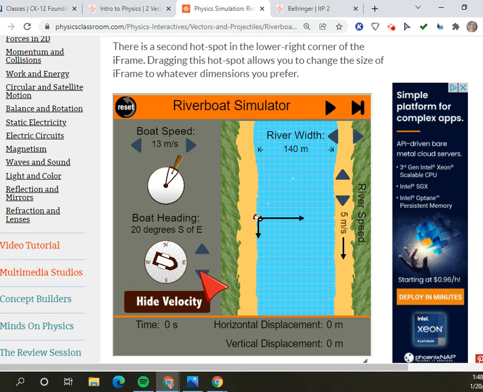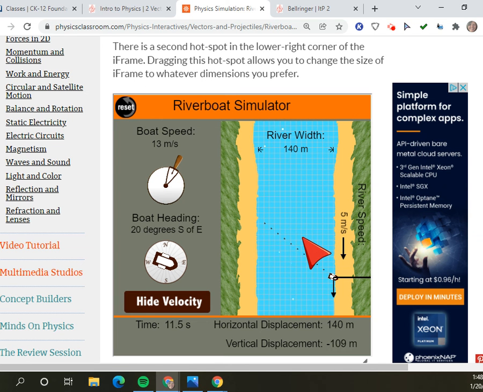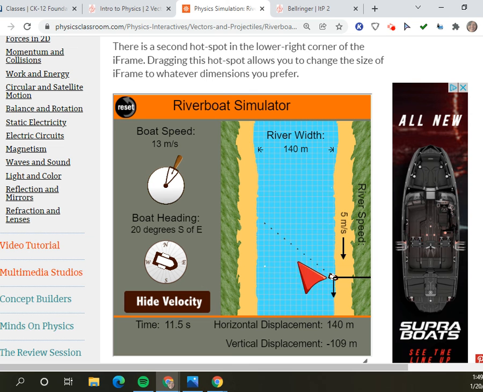So if I point my boat there with the same river speed, hit play, why didn't my boat go straight across the river? Like, you guys are smart people. Why didn't my boat go straight across the river? Because the river is pushing it. So this vector of 5 meters per second added with these two vectors had me end up over here.